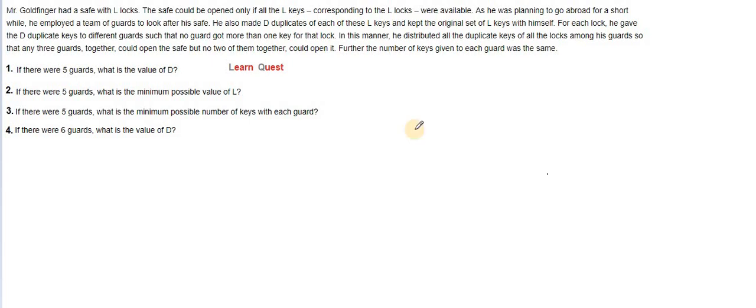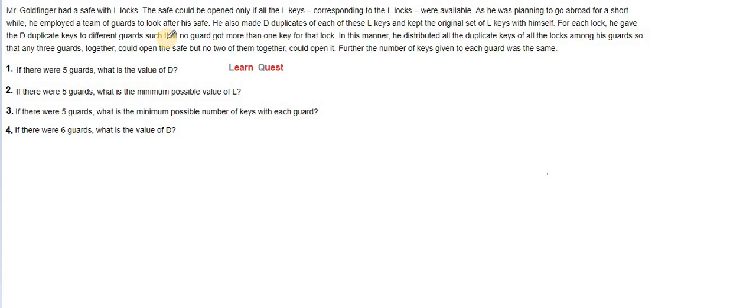The question is saying Mr. Goldfinger had a safe with L locks. Now we don't know the number of locks. It's L, a variable. The safe could be opened if all the L keys corresponding to the L locks were available. As he was planning to go abroad for a short while, he employed a team of guards to look after his safe. He also made D duplicates of each of these L keys. So each of the L keys has D duplicates, meaning we don't know the value of D, it's also a variable, and kept the original set of L keys with himself.